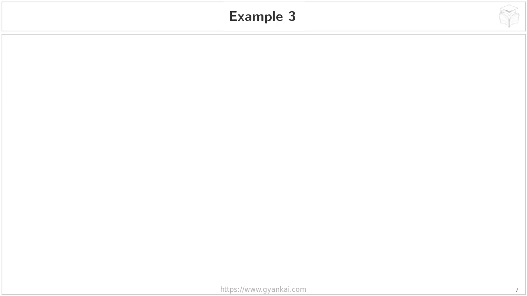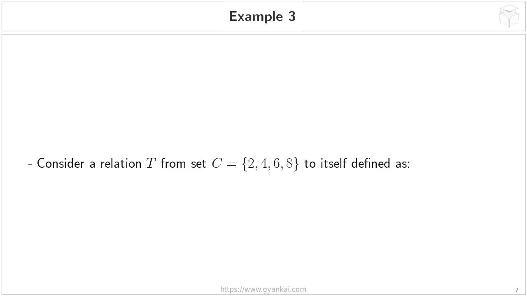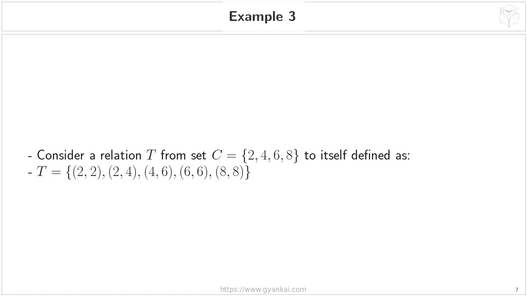Example 3. Let's move on to our third example. As you know from the previous slides, we're practicing finding the domain and range of a relation. This time, we have a relation called T. Now let's look at how this relation is defined. We're told that T is a relation from a set C to itself. That means both the input and output values come from the same set.